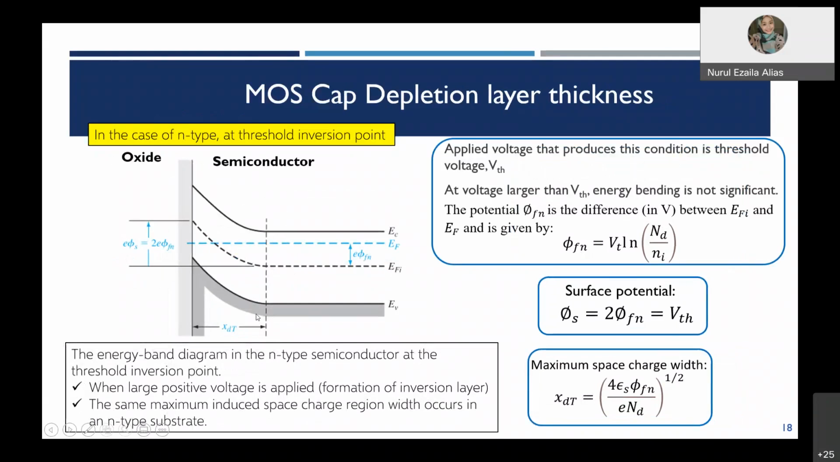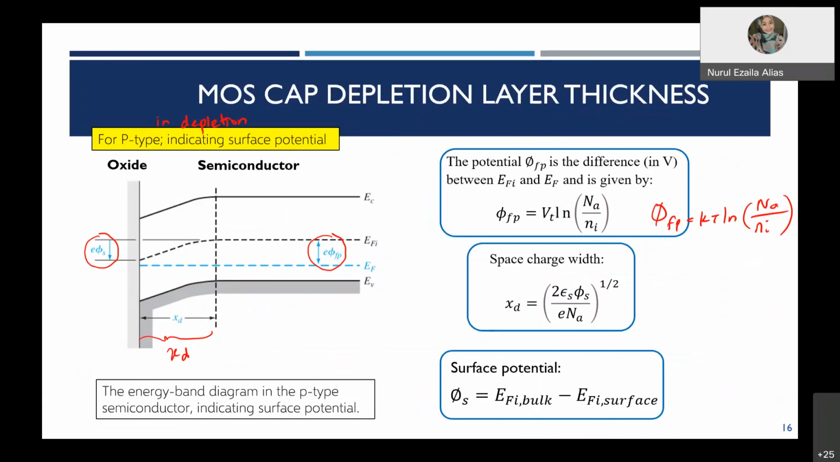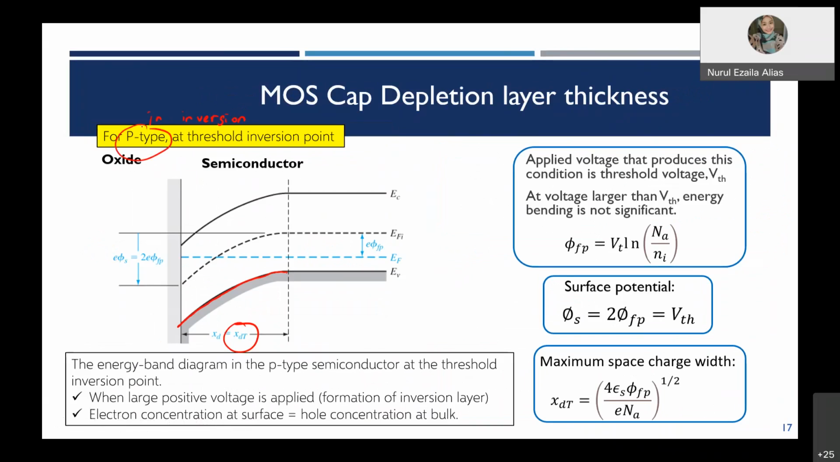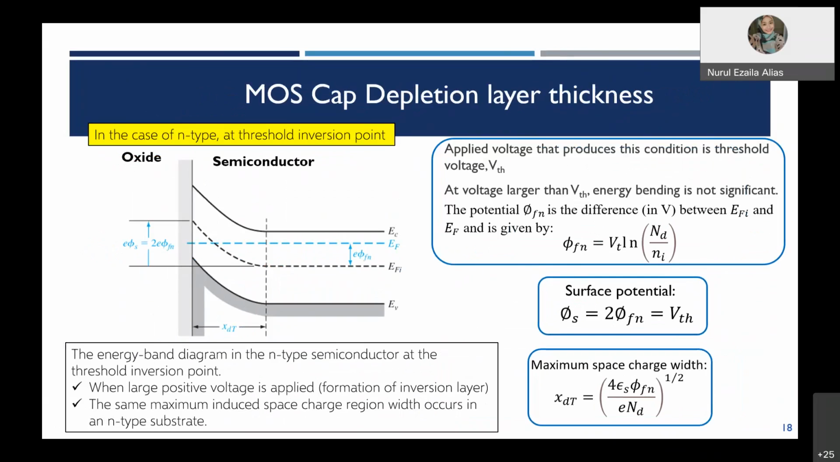Right. And second one, now we're talking about the p type. So this is for the p type, and this is also for the p type. Okay, what happened for the n type? For the n type, of course the bending is different between n type and p type. Okay, for the p type in inversion.